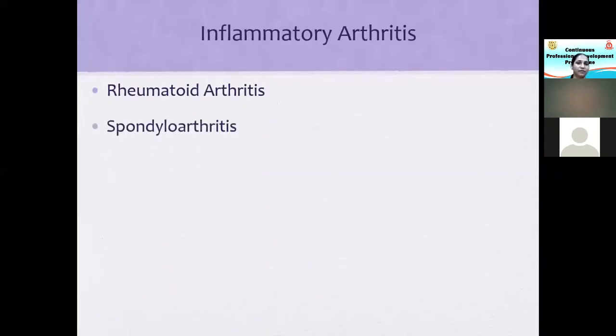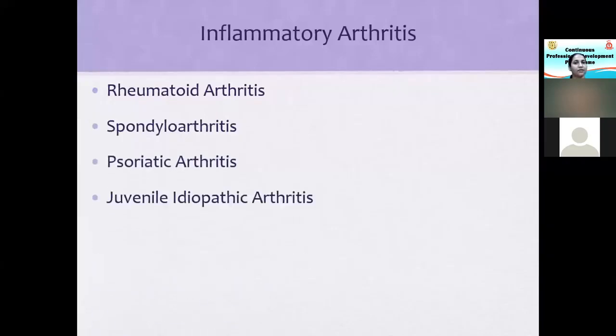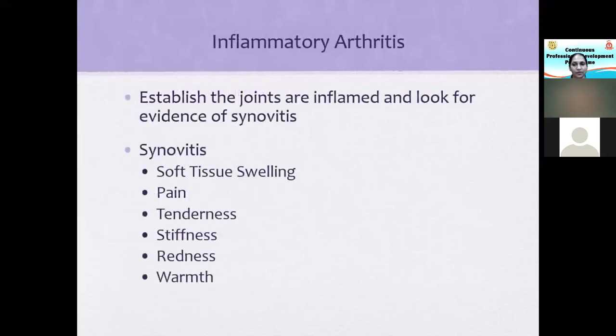Now, let us have a look at inflammatory arthritis. We know that rheumatoid arthritis is the commonest of the inflammatory arthritis that we encounter. We also have spondyloarthritis, psoriatic arthritis, juvenile idiopathic arthritis, and crystal arthropathies comprising the inflammatory arthritis group.